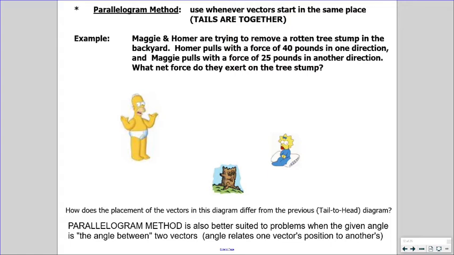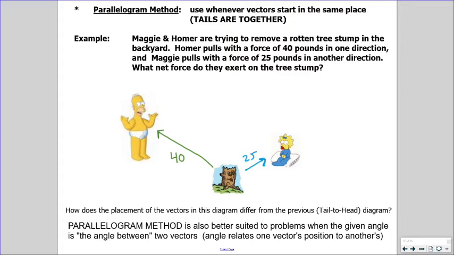The perfect example of this is when two people are trying to apply force on the same object. So imagine we have Maggie and Homer from The Simpsons. They're trying to remove a tree stump in their backyard. Homer is pulling with a force of 40 pounds. Remember, we can represent force using vectors. So Homer's pulling on that tree stump with a force of 40 pounds in one direction. Maggie's pulling with a force of 25 pounds in the other direction. So different magnitudes mean different lengths. They have different directions because they're pulling in different directions.